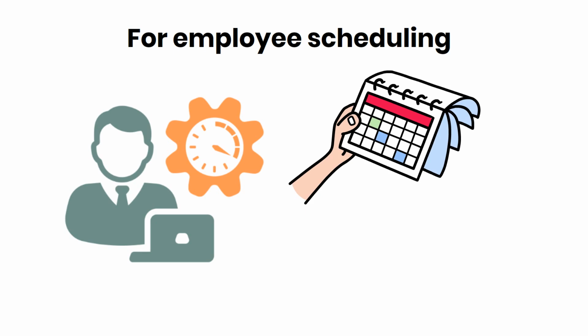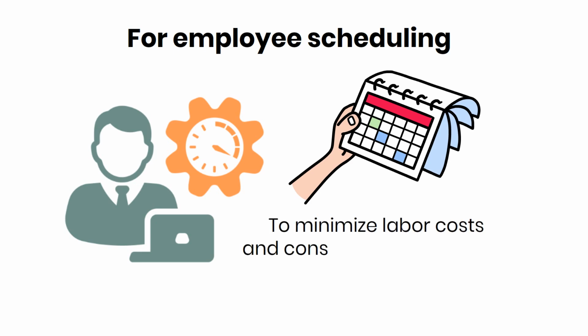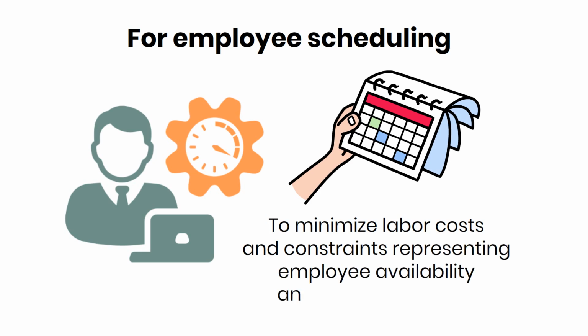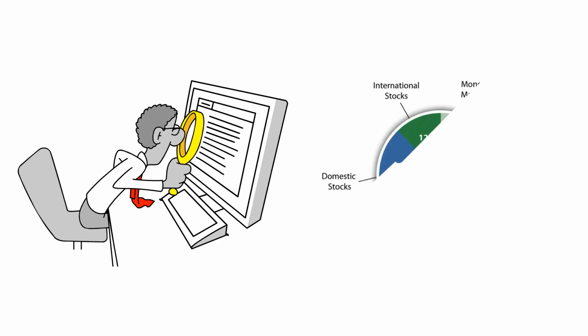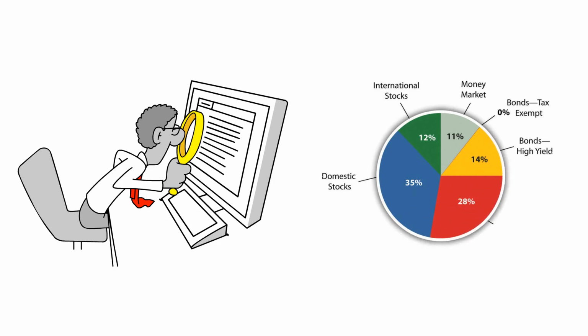By setting up an LP model with the objective function to minimize labor costs and constraints representing employee availability and labor regulations, the store can create an optimal schedule. In finance, LP is applied to portfolio selection problems, where the goal is to allocate investments among different assets to maximize returns or minimize risk. An investor might use LP to determine the optimal mix of stocks, bonds, and other assets that maximize the expected return while staying within a specified risk tolerance.